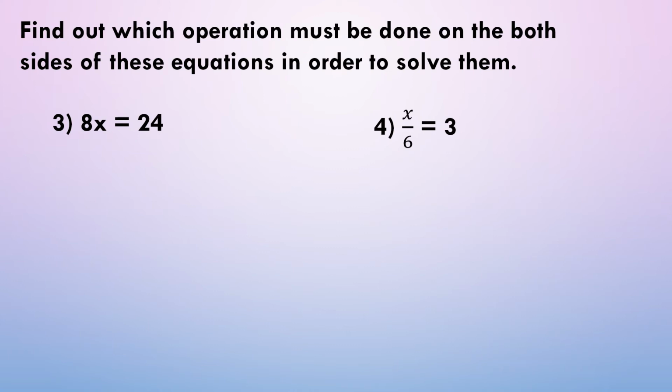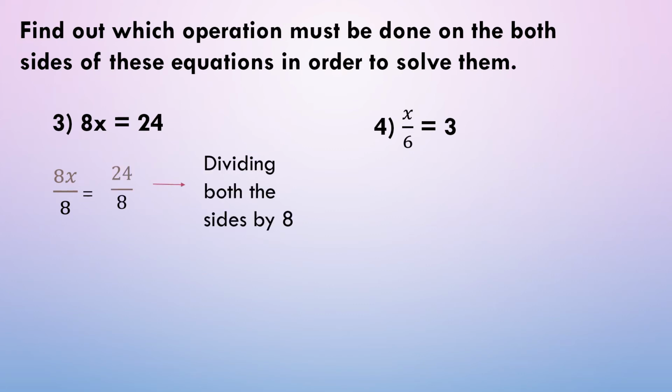Third sum, 8x is equal to 24. Now 8x is written in the multiplication form. Okay, now you have to find the value of x here. You have to remove that 8. So to remove that 8, what do you have to do? On both the sides you have to divide by 8. So dividing both the sides by 8. Okay, so which operation will you use here? Dividing both the sides by 8.